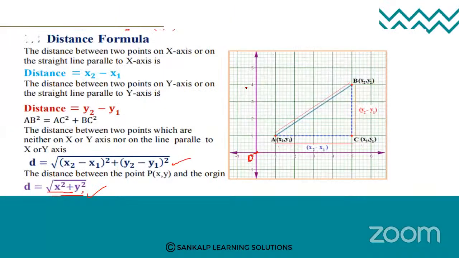Next, what did we see? Distance formula. So what we are going to study in this chapter is the distance formula. What does the distance formula say? D is equal to square root of (x2 minus x1) whole square plus (y2 minus y1) whole square. Okay, you know this, right?